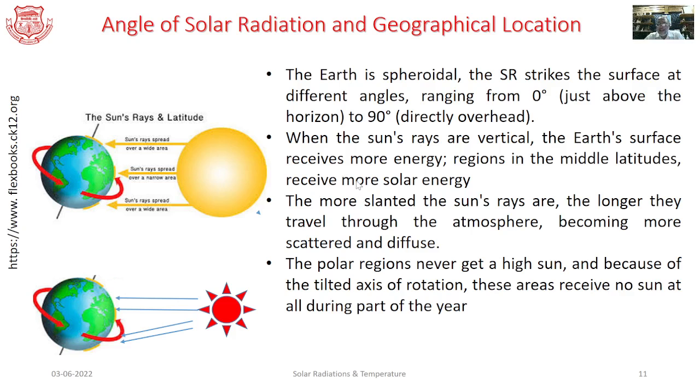The rays, as they become more slanted, obviously have to travel through the atmosphere with a longer path, and hence this will cause the rays to be scattered as well as diffused. The polar regions will never get this high sun because of the tilted axis of rotation, even during part of the year.